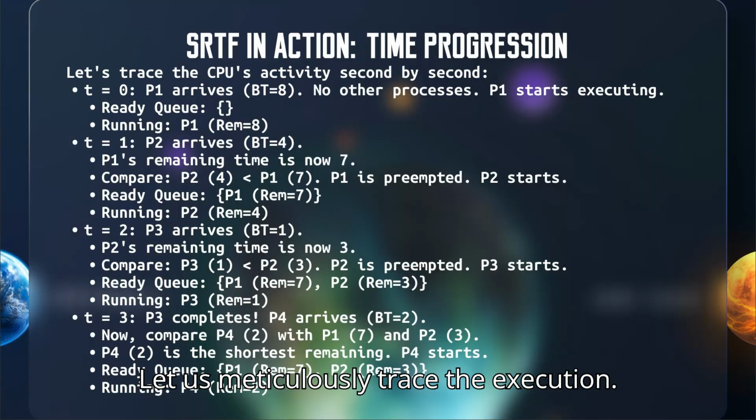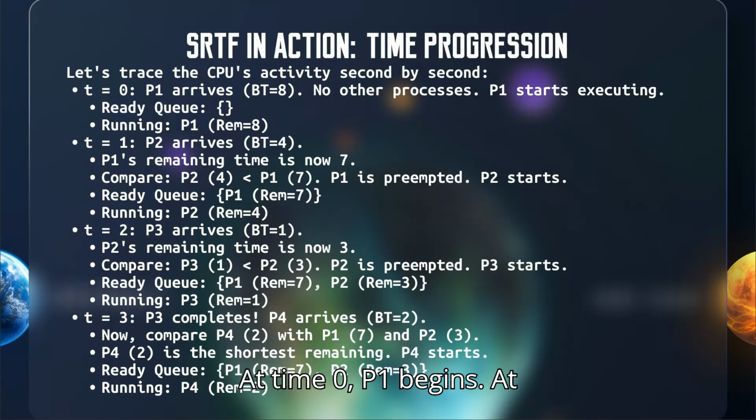Let us meticulously trace the execution. At time 0, P1 begins. At time 1, P2 arrives. Its burst is 4, shorter than P1's remaining 7, so P1 is preempted. At time 2, P3 arrives. Its burst of 1 is even shorter than P2's remaining 3, so P2 is preempted. P3 runs to completion at time 3. Immediately, P4 arrives, and its burst of 2 is shorter than both P1's and P2's remaining times, so P4 starts.